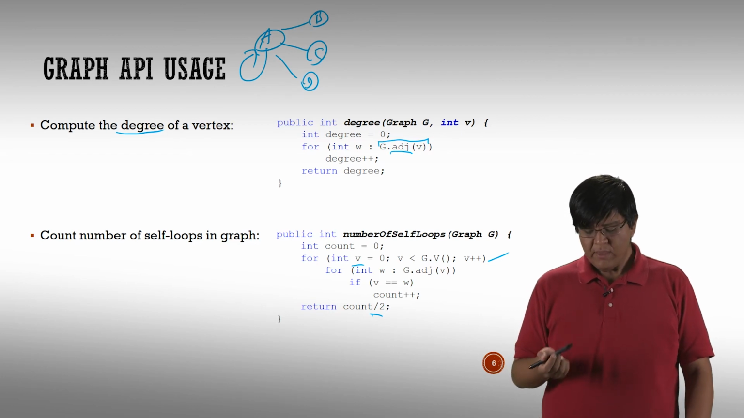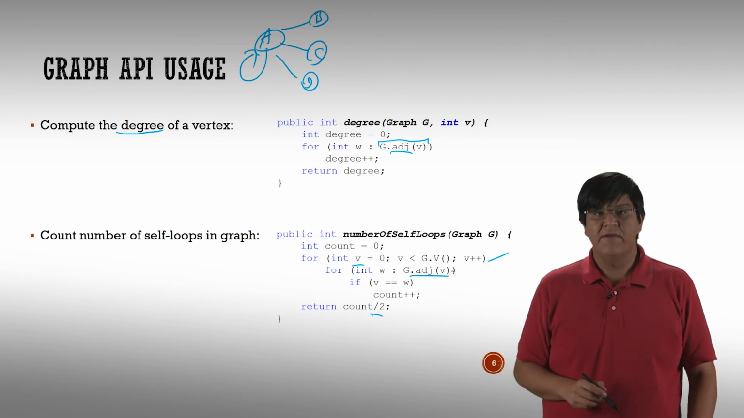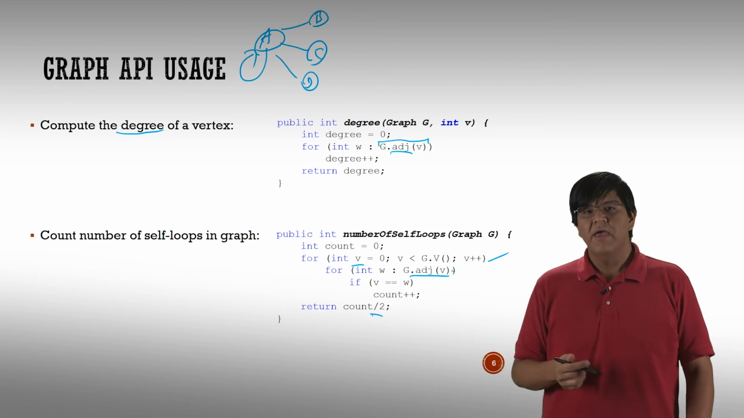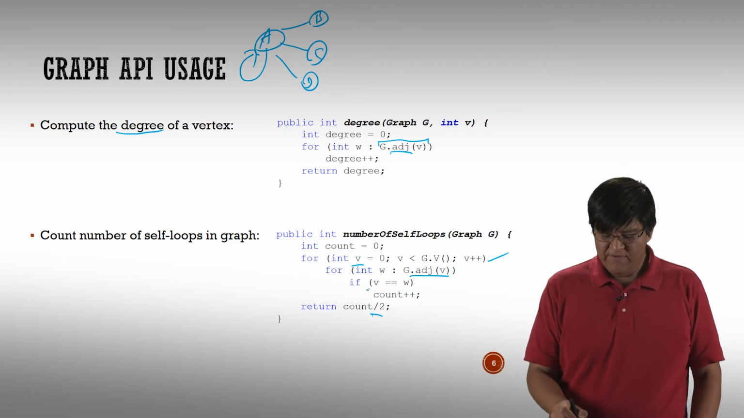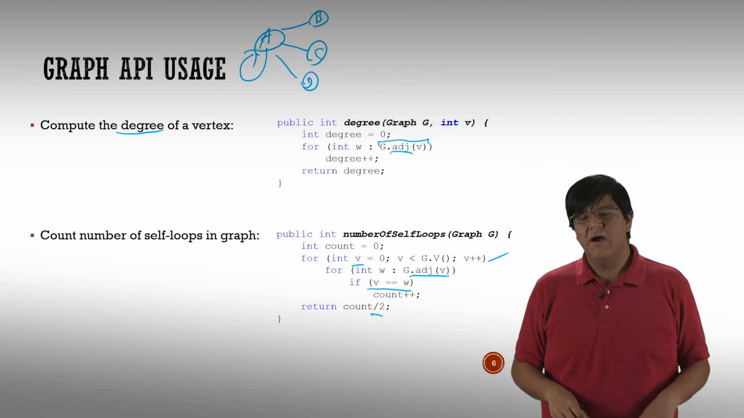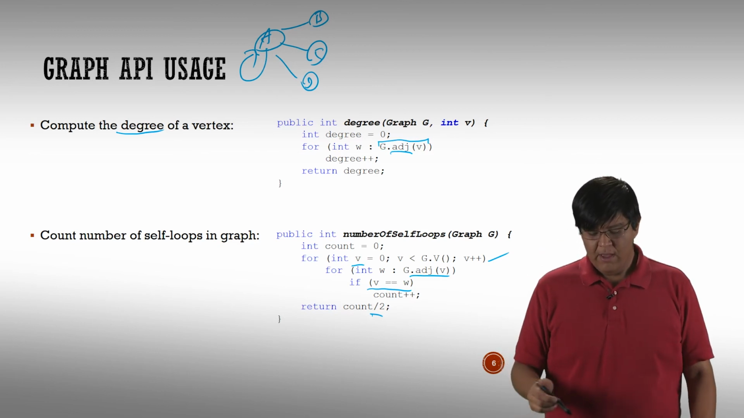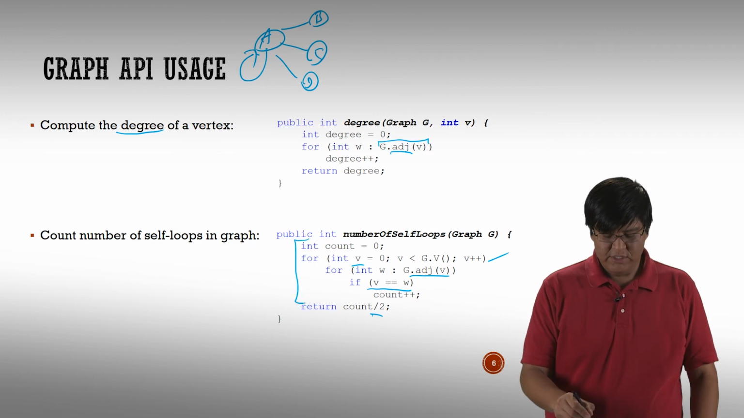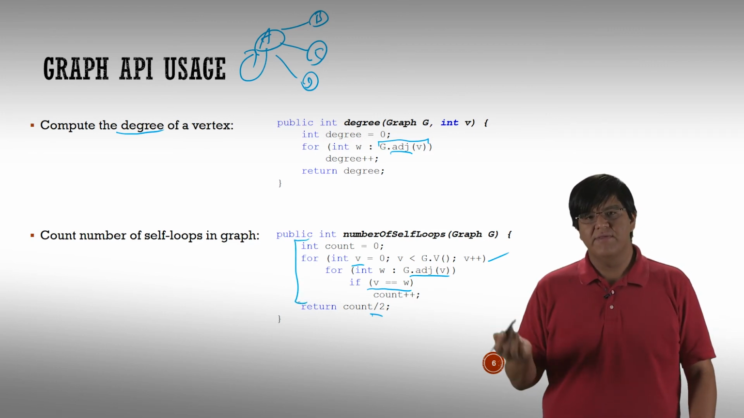And then we're basically querying what's next to v. The thing next to v is being called w. And then we compare them. So we say, is v equal to w? So are you the same thing as the thing I found in your adjacency list? If they are, then increment by 1. And so all this code is pretty good. You can imagine it just looping through the graph, looking for things that reference themselves.